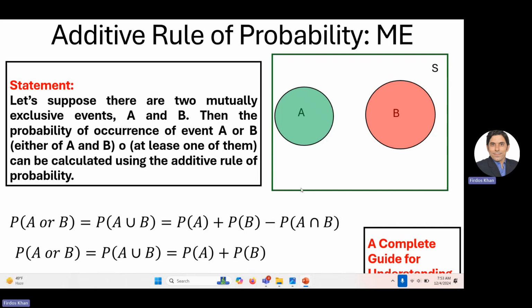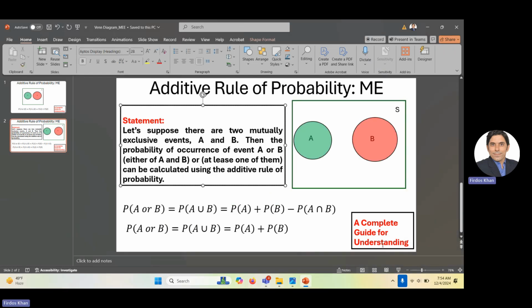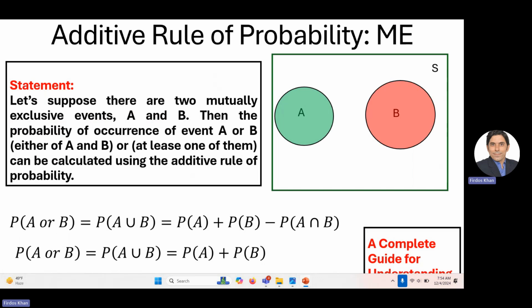Okay, now we can see that this is the statement. This can be the potential statement about the problem. Let's suppose there are two mutually exclusive events A and B, which are obviously mutually exclusive because there is no common point. They are not occurring together. Then the probability of occurrence of event A or B, either of A and B, or at least one of them, can be calculated by using the additive rule of probability.